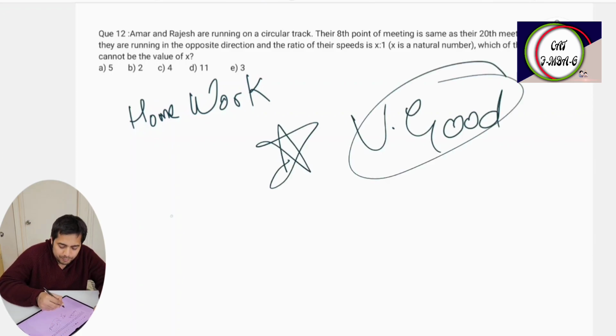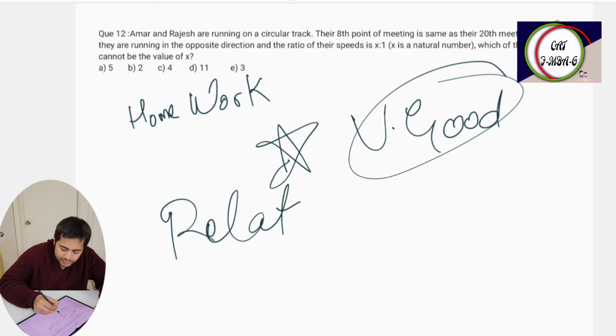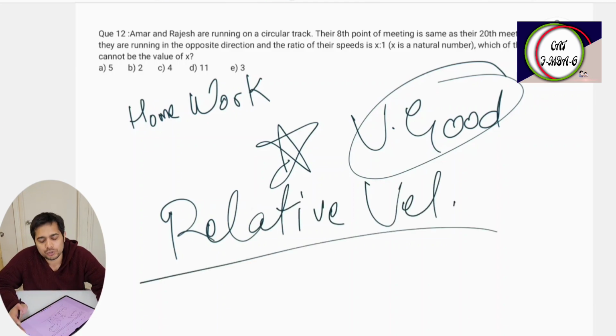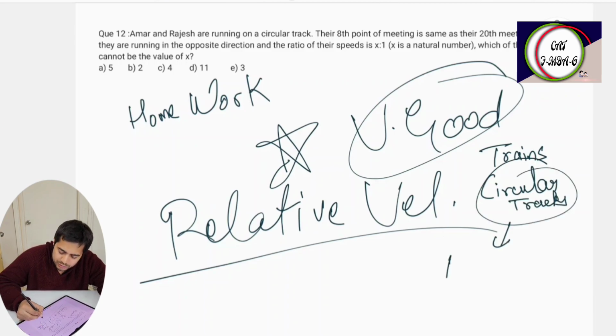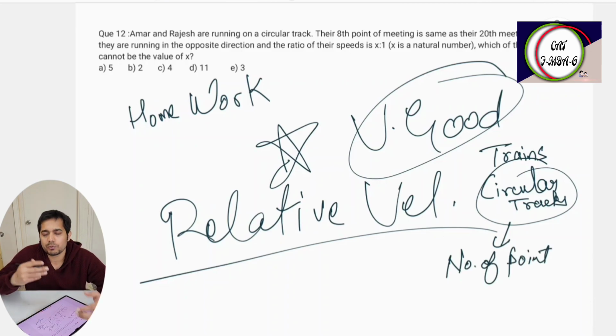So I hope the concept of relative velocity is clear to you. Today we have solved the questions of trains. We have solved the questions of circular tracks, and in circular tracks we solved different questions of finding the number of different points where they are going to meet, moving in opposite direction, in same direction, these kinds of questions.